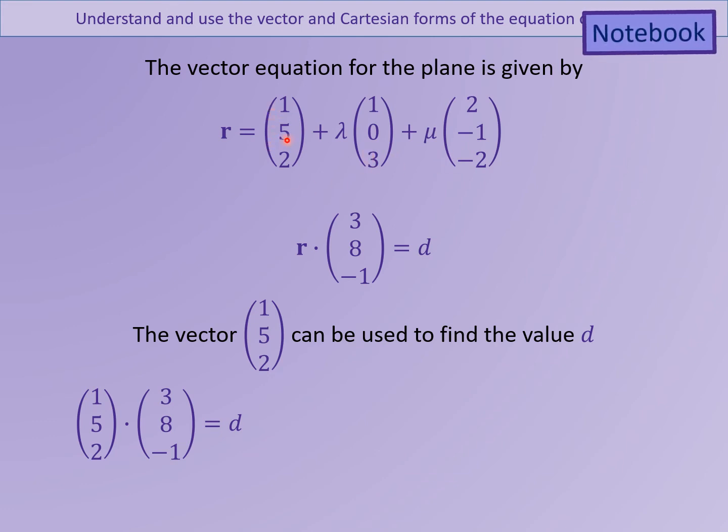Whereas 1, 5, 2, written like this, is actually a coordinate on the plane. It is a point that lies on the plane. That's why I'm allowed to use that one, not these ones. 1, 0, 3, written as a coordinate, does not necessarily lie on the plane. In fact, it definitely doesn't.